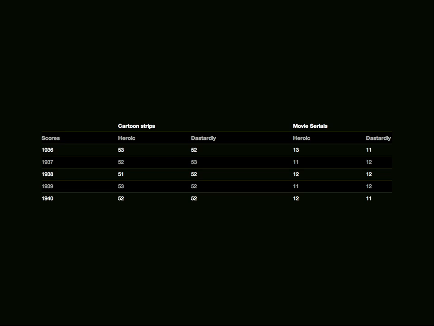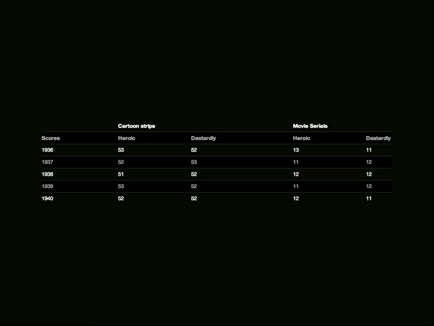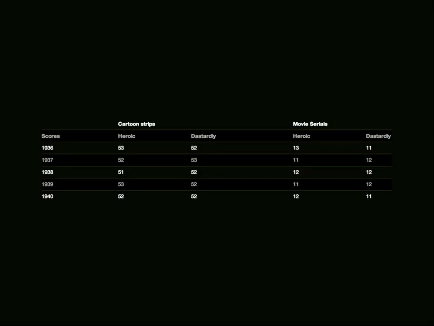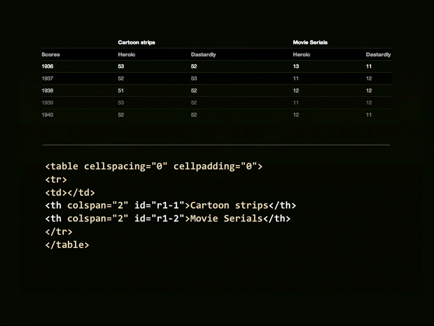Instead of using two separate tables, this layered data table explains how many heroic and dastardly deeds were done every year in the Flash Gordon stories. There is information in the left for cartoon strips and on the right for movie serials. Actually, I made this information up. You should start in the normal way by adding header cells where you see cartoon strips and movie serials.